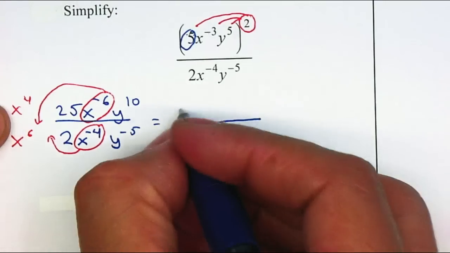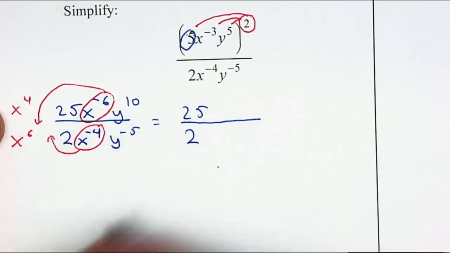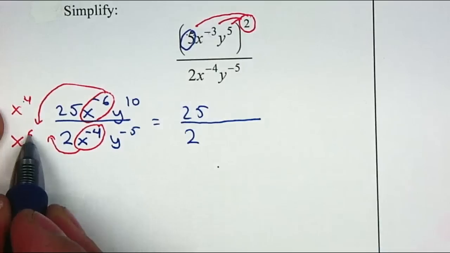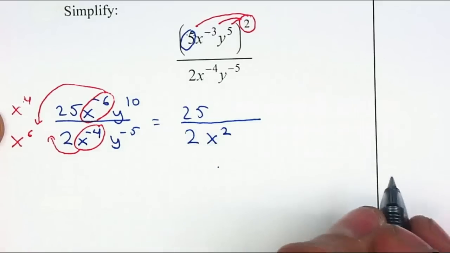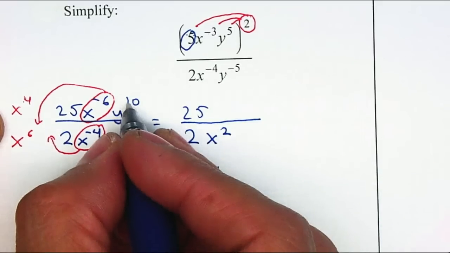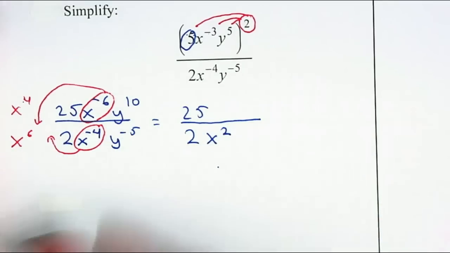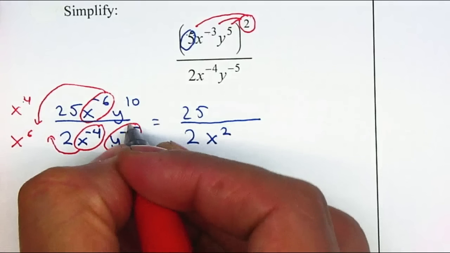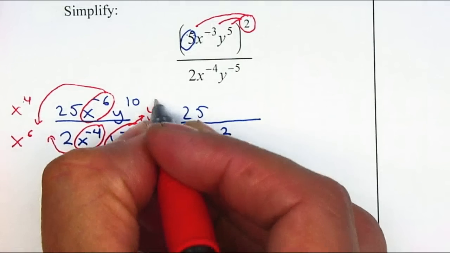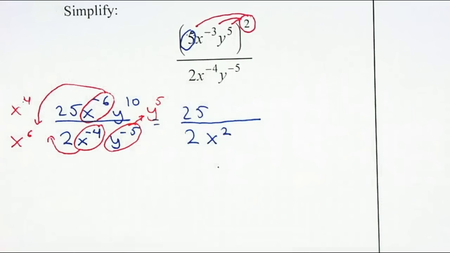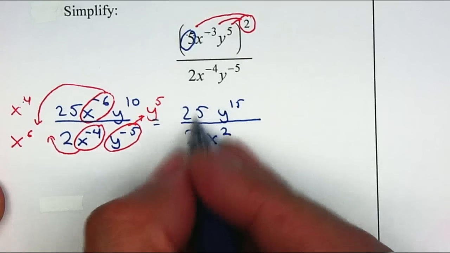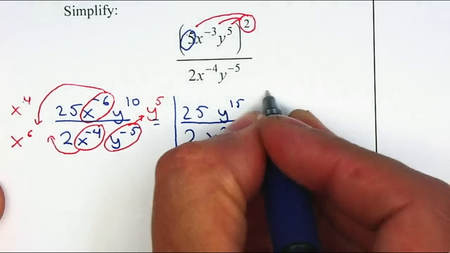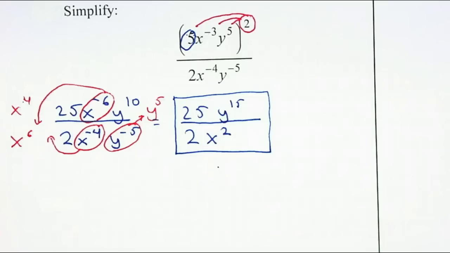So let's see. We have a 25 and a 2. 4 minus 6 will give me negative 2. And since it's negative, it's going to go into the denominator. Now, we can subtract if you want, or we can just switch the negative exponent to the numerator and it becomes a positive. So therefore, we have y to the power of 15. Nothing to reduce, nothing to cancel. Therefore, this is my final answer.